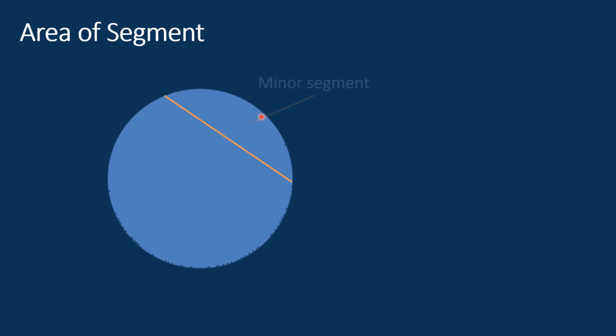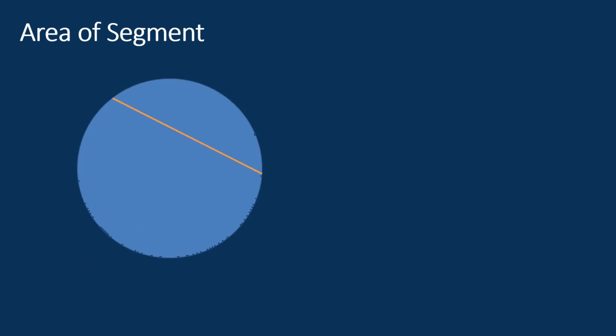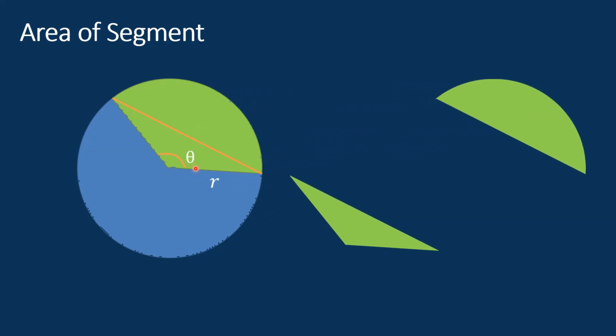If we draw a chord in a circle, the region enclosed by the chord and the arc of the circle is called the segment. The small one is called the minor segment, and the big one is called the major segment. A segment is part of a sector. Let's say the radius of the circle is r, and the angle of the sector is theta. Let's split the sector into the segment and the triangle.